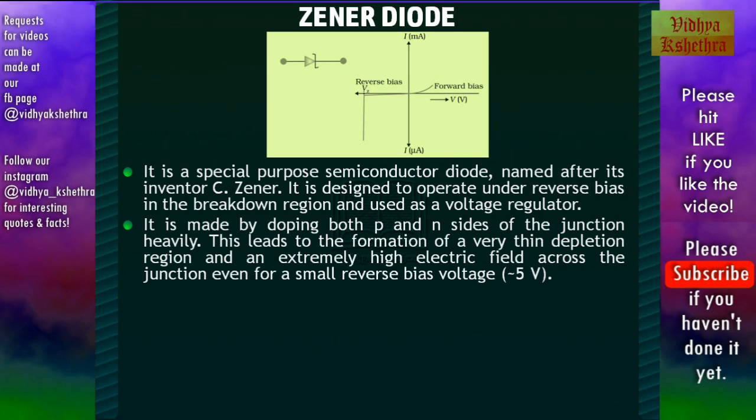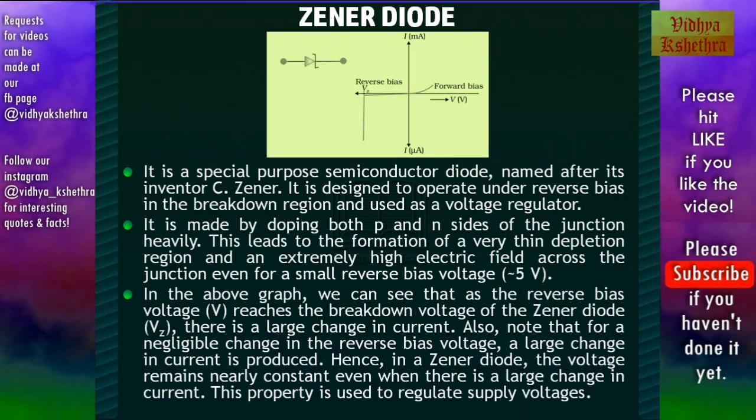It is made by doping both P and N sides of the junction heavily. This leads to the formation of a very thin depletion region and an extremely high electric field across the junction even for a small reverse bias voltage. And as the reverse bias voltage increases, it reaches a voltage Vz at which the current increases rapidly. This is due to the extremely high electric field at the depletion region.